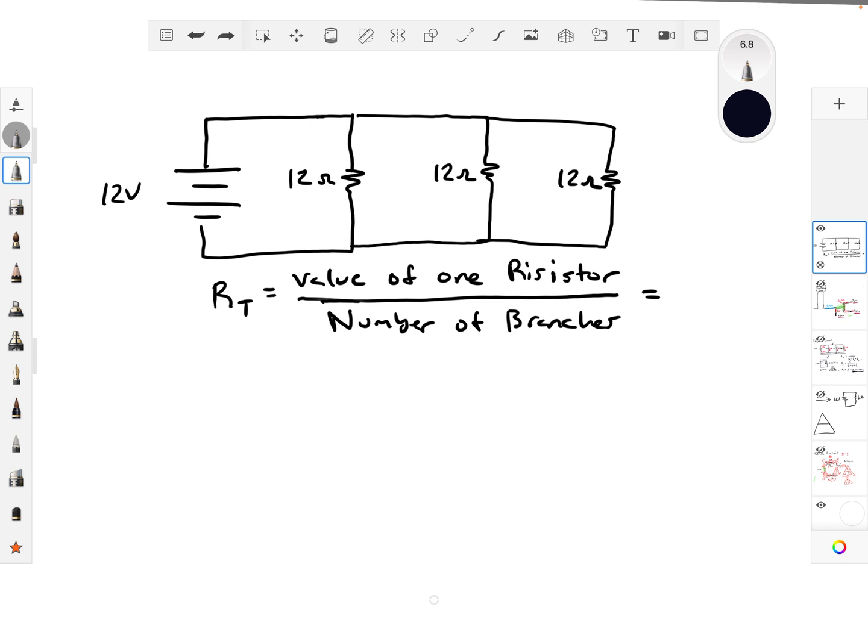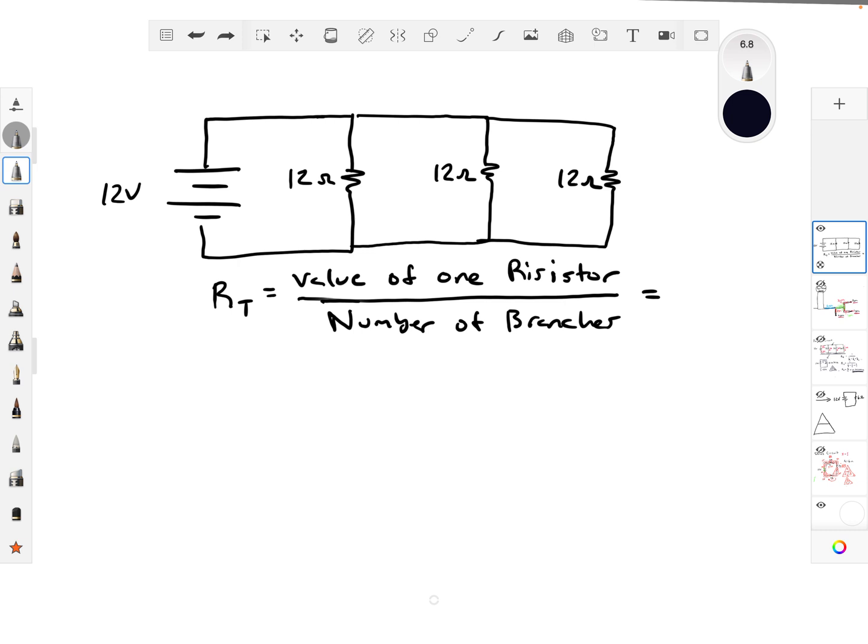So let me just ask you a quick question here. From the last question we have, what do you think the total resistance will be? Do you think it'll be higher than 12 ohms, or do you think it'll be lower than 12 ohms? So hopefully you said it should be lower, because the total resistance of the circuit is always going to be lower than that lowest resistor. And in this case, since they're all 12, it's going to be lower than 12.